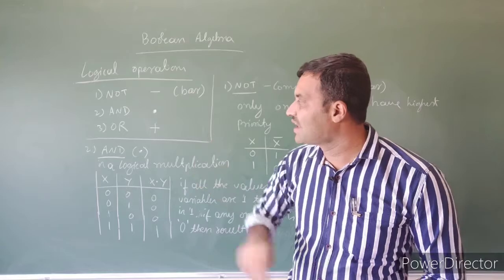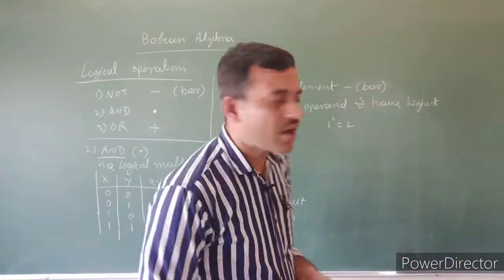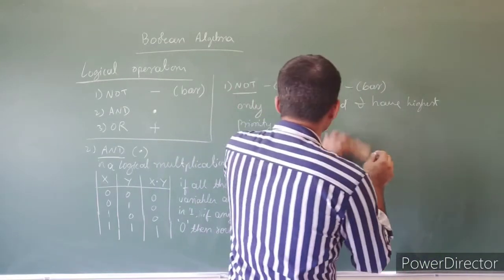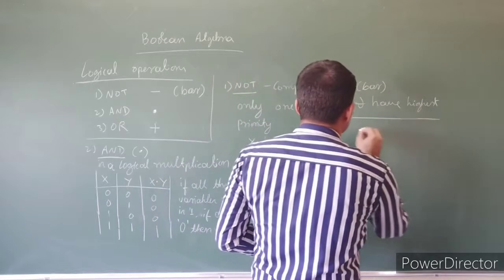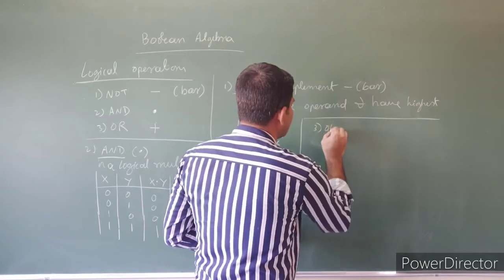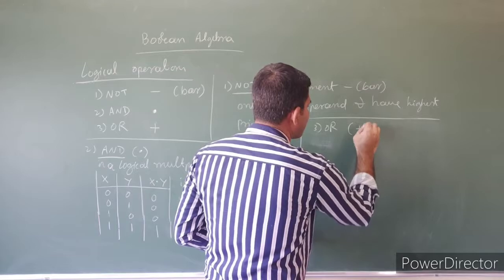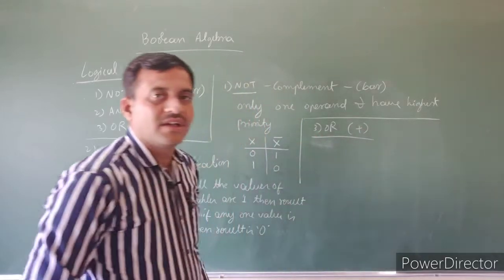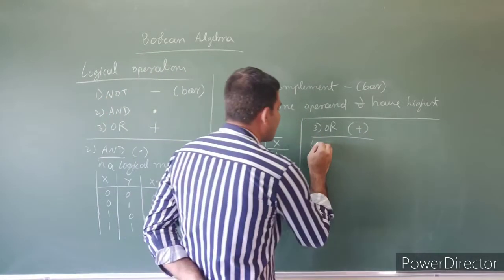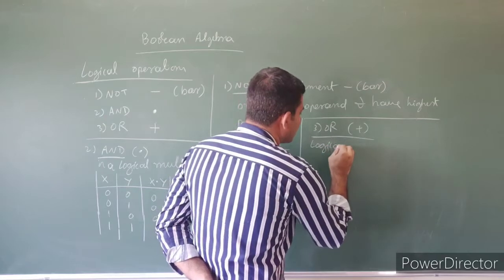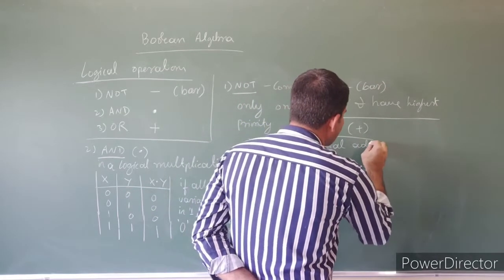Let's see the last operator, that is the OR operator. Third one, OR. The symbol for the OR operator is plus. The OR operator is a logical addition. It is a logical addition operation.